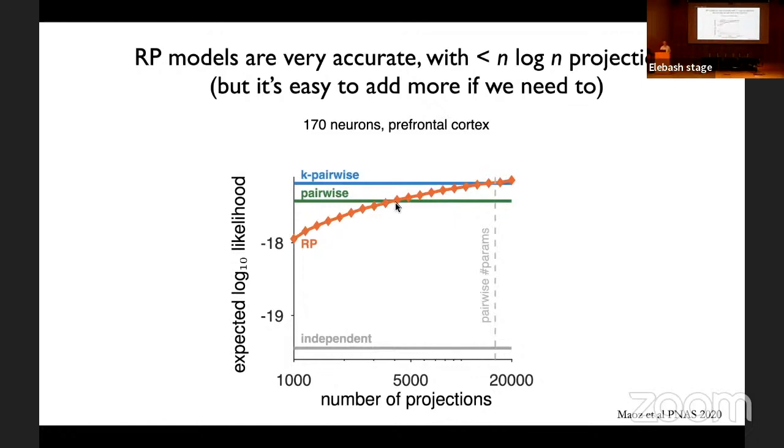The other thing that is hard to see here is that the orange line is the result of many different choices of these random sets of projections. And the error bar is actually smaller than the size of the dots. I mean, this is how good it is. You just basically pick your set of projections and you're going to be perfect with that.